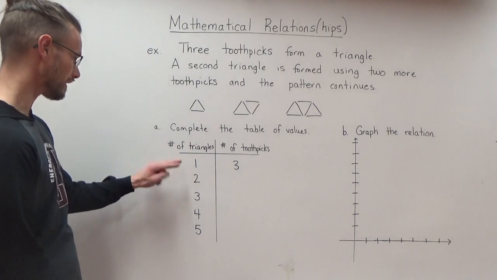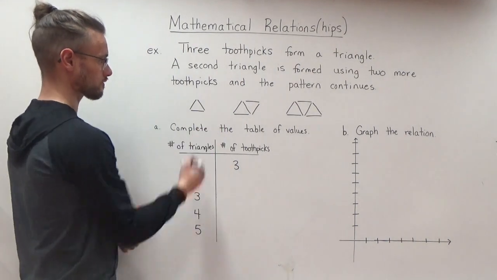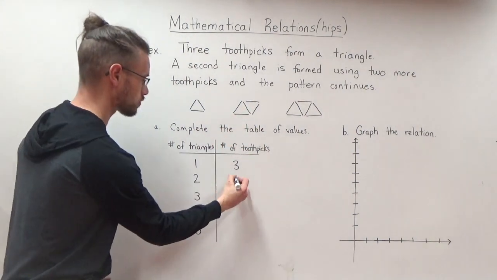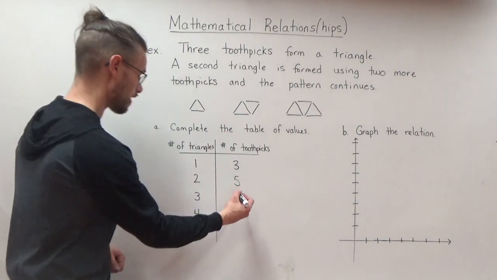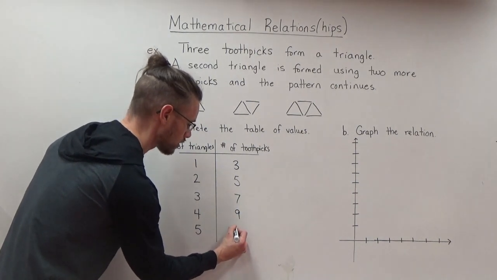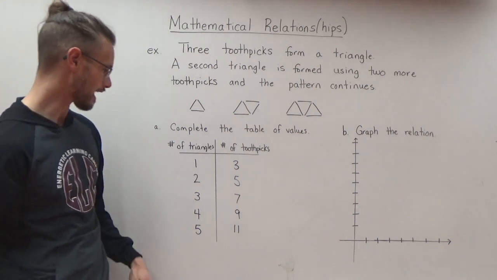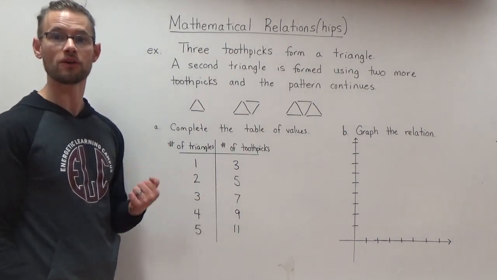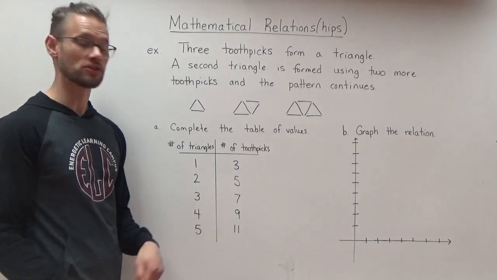But in this case, triangle number 1 and the number of toothpicks is 3. Well, I just verbally told you what the relationship. With the second triangle, we added 2 more toothpicks, so that's 5. Third triangle, we added 2 more toothpicks. Fourth, we're going to just keep adding 2 more toothpicks. Okay? Now, when you have a table of values, the left column is always your x variable. Okay? And your right column is always your y variable.